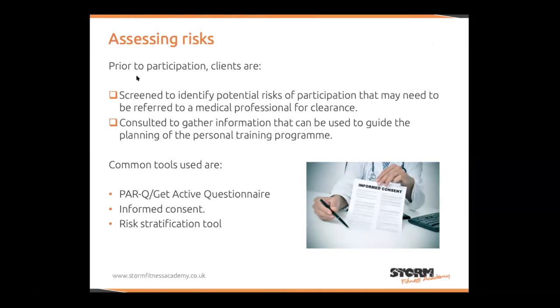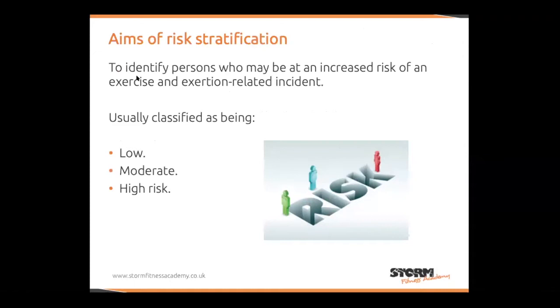And then we go on to something called a risk stratification tool. So let's have a look at that. Risk stratification is actually about having a variety of different risk factors and then classifying somebody as whether they're low, moderate or high risk. Now, we obviously want to avoid working with high-risk clients because we're not qualified to work with them, and generally they should be exercising in what we call a clinically supervised environment, like a hospital.